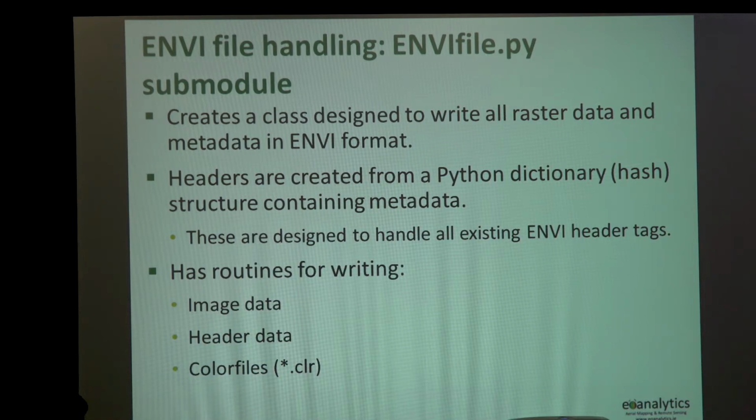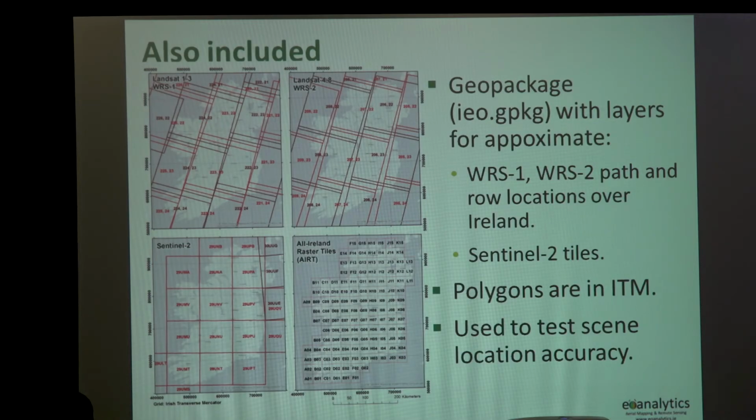It has routines for writing the image data itself, header data, and color files. Also included is a separate geo package, which has layers for approximate Landsat WRS1 and WRS2 path and row locations over Ireland, and Sentinel-2 tiles. The Sentinel-2 tiles are in MGRS, which is based off of UTM. The polygons themselves are in ITM, and they're used to test scene location accuracy.